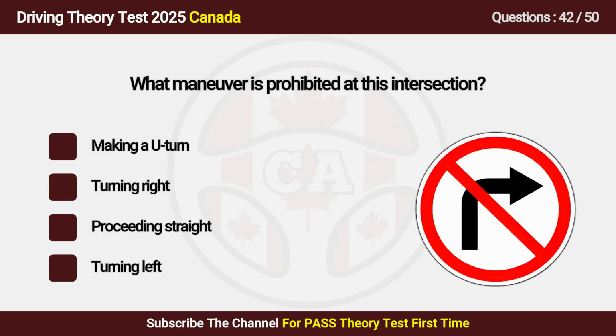Question 42. What maneuver is prohibited at this intersection? A. Making a U-turn. B. Turning right. C. Proceeding straight. D. Turning left.